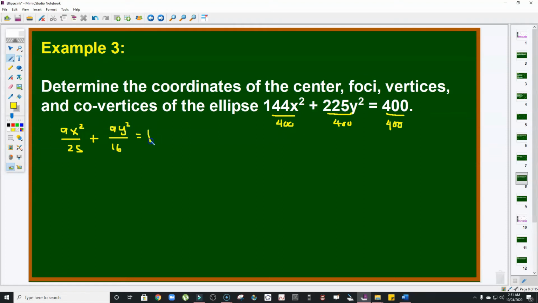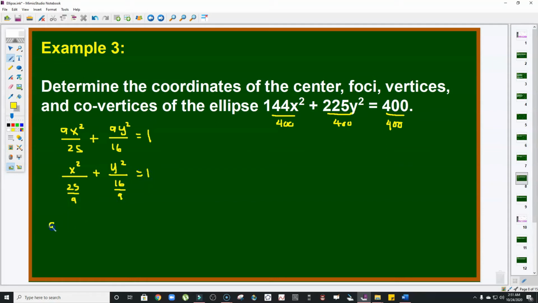That's equal to 1. So, since equated kay 1 na yan, ellipse na yan. But take note, we can still arrange this one. Pwede kong gawin tong x squared all over 25 over 9. Then this one, y squared over 16 over 9. Diba ganun yan? Equals 1.